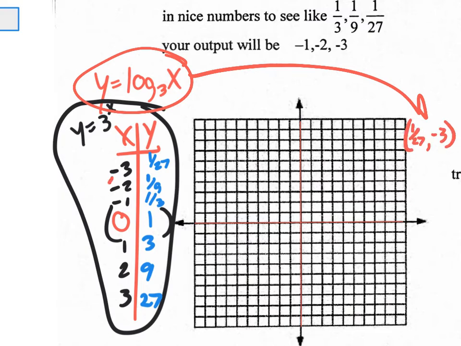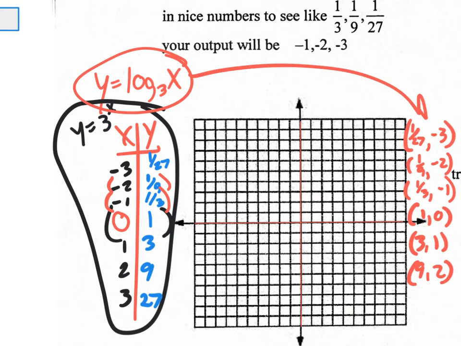Instead of -2 and 1/9, I'm going to say 1/9 and -2. Instead of -1 and 1/3, we say 1/3 and -1. Instead of 0, 1, 1, 0. Instead of 1, 3, 3, 1. Instead of 2, 9, 9, 2. And the other one's off the graph.